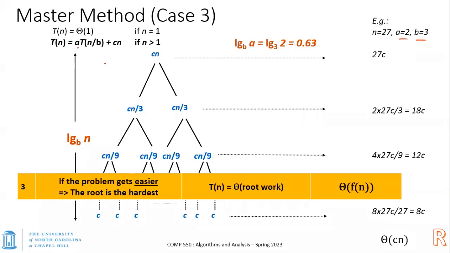Okay, so you can see that the problem is becoming easier as we're going down, and so most of the work is being done at the root level. And so you can imagine that the complexity is essentially given by the function f of n over here.